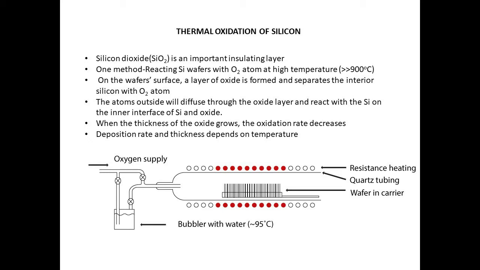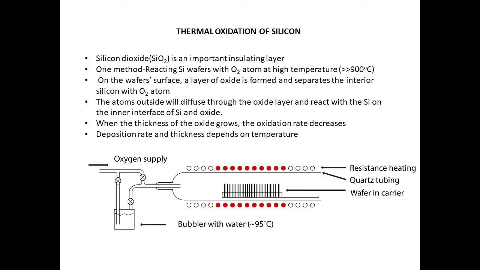The setup: you have the oxygen supply, the bubbler with water, which is kept at above 95 degrees Celsius. Then you have the tubing, made from quartz, which holds the wafers, and then you have the resistance heating. So you will control the heating of the wafers, and the oxygen will be supplied to the wafers.